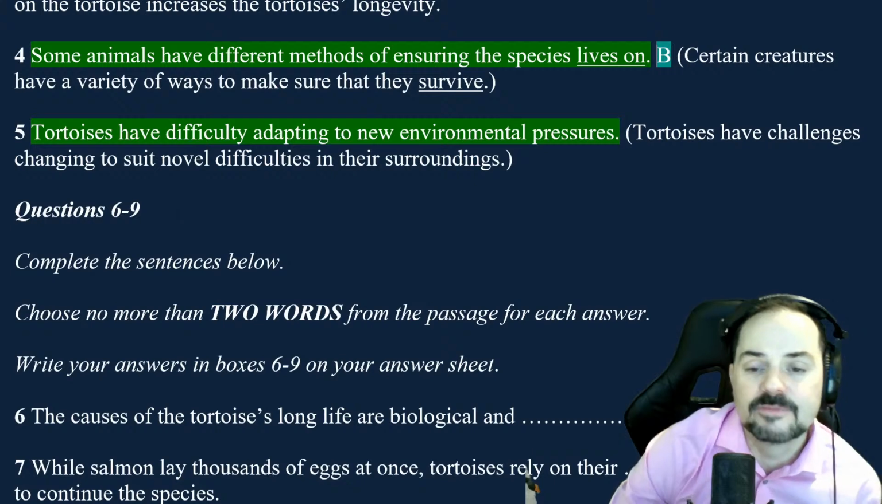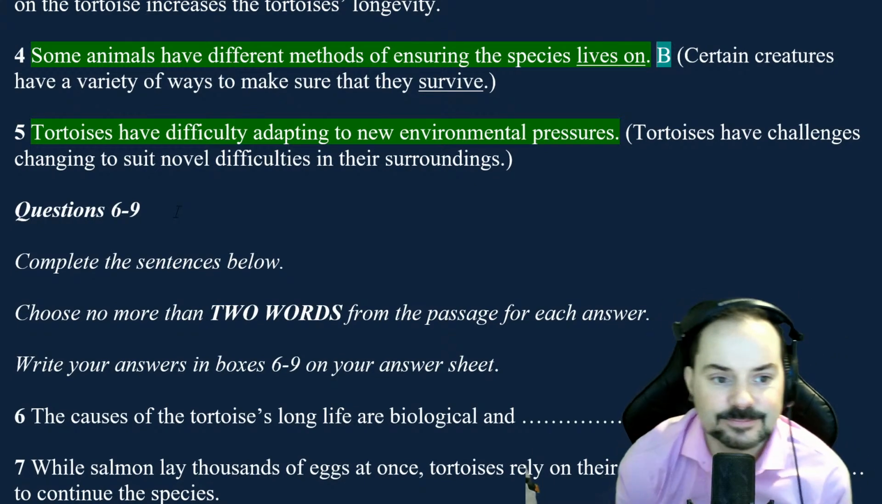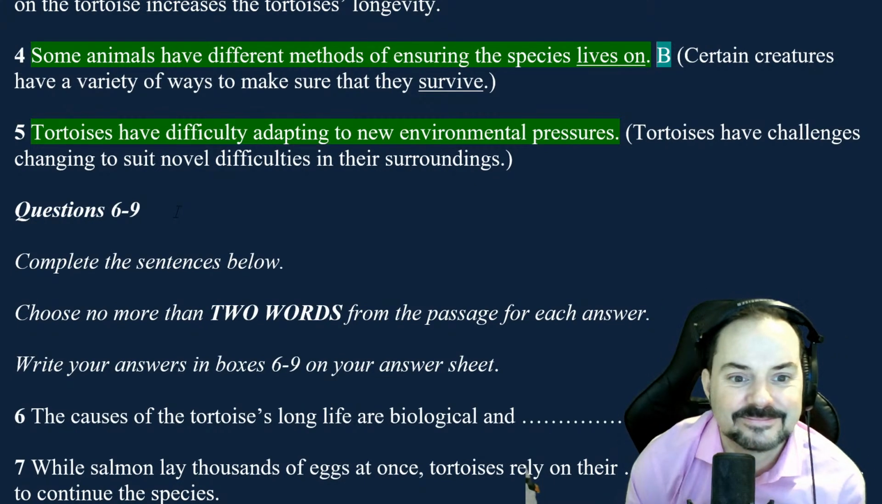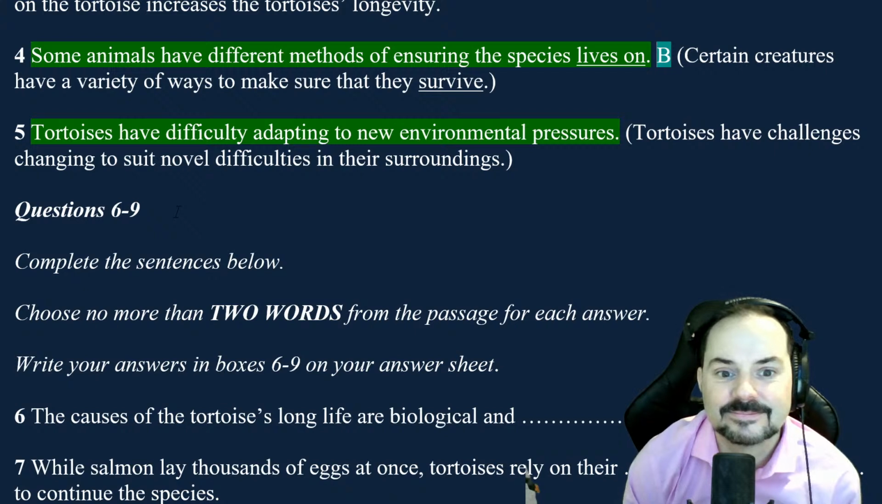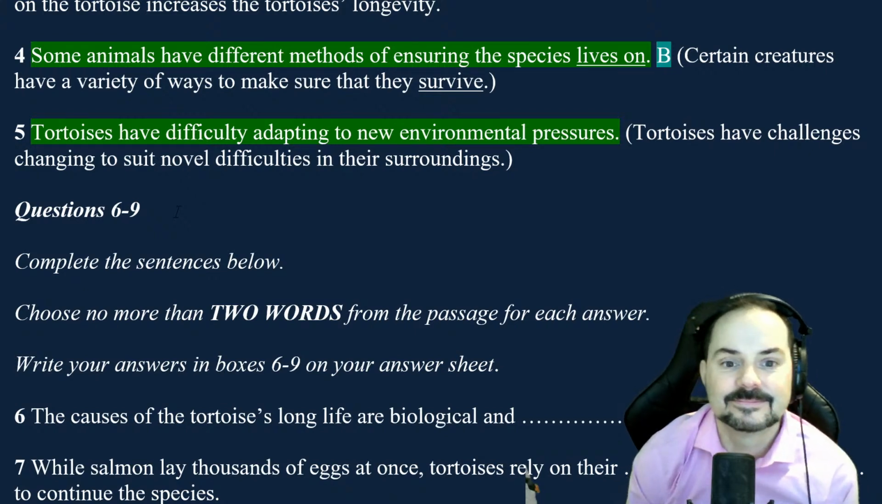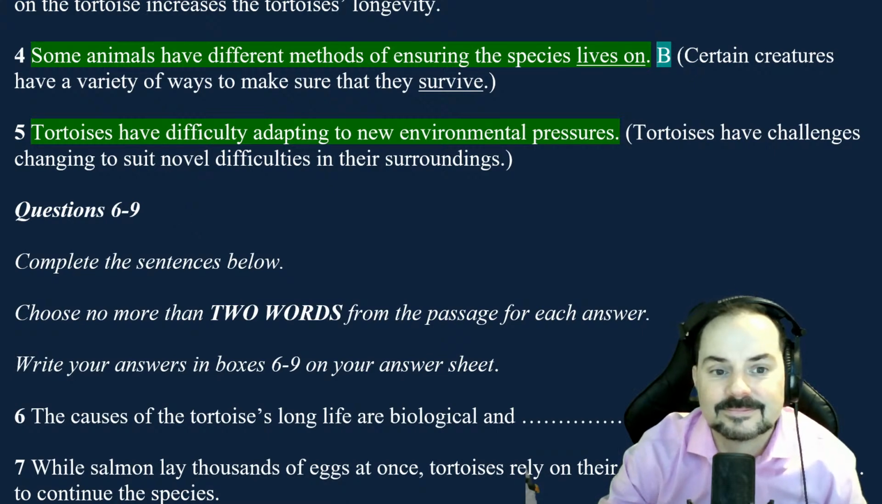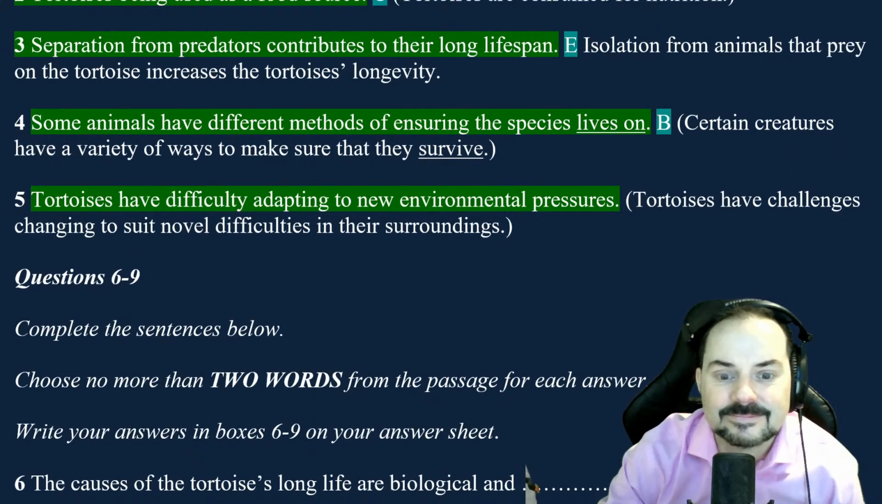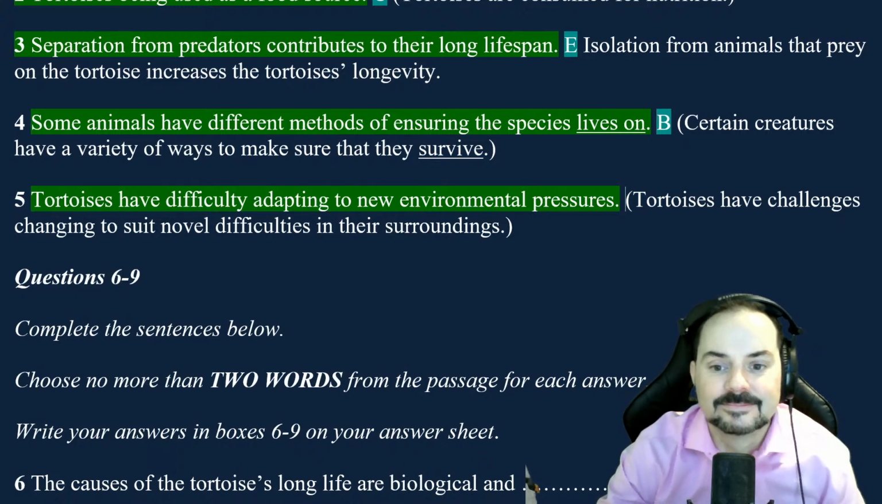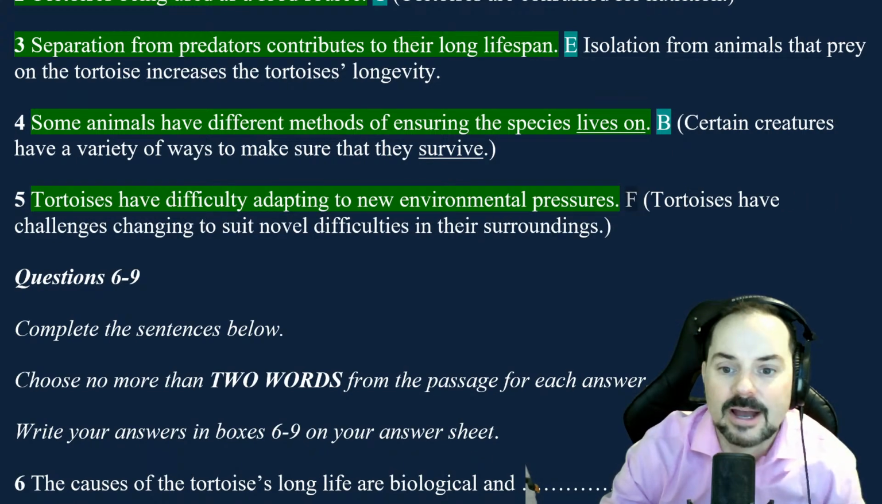Okay, Zoraida, number 5, last one. I hope I can get this. Tortoises have difficulty adapting to new environment pressures. That is the pressure. I think it could be the last paragraph also. It is. Yeah, there you go. F again.